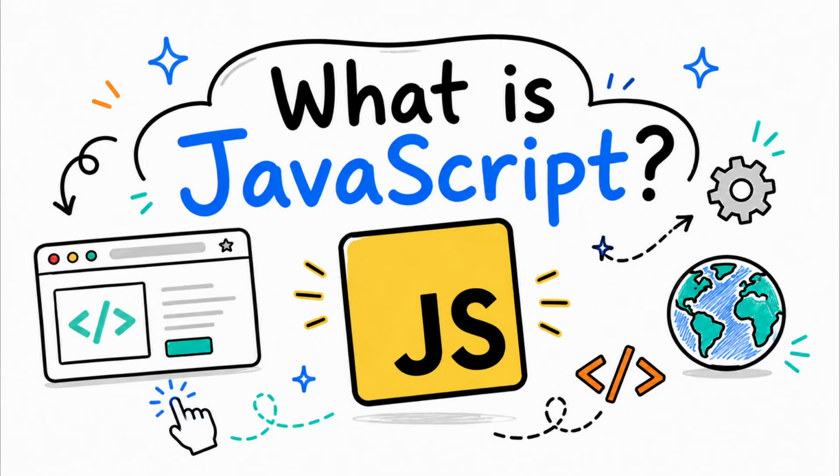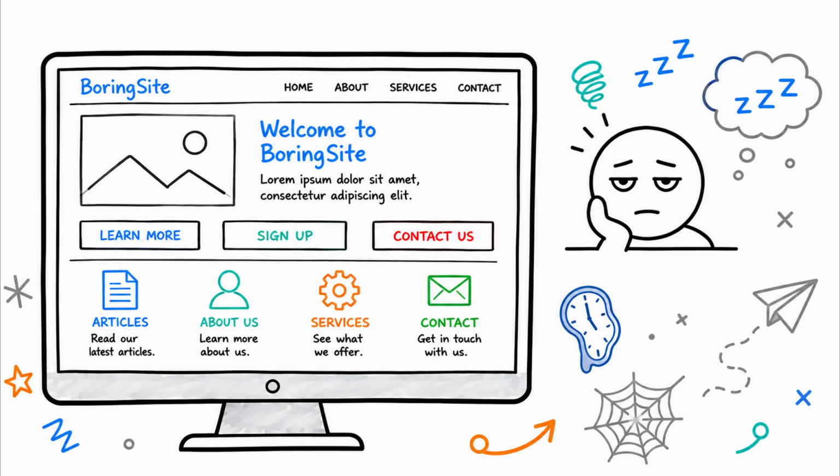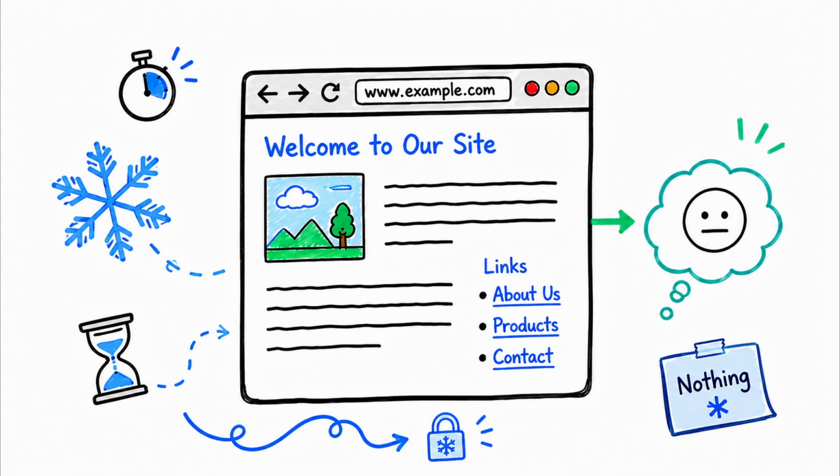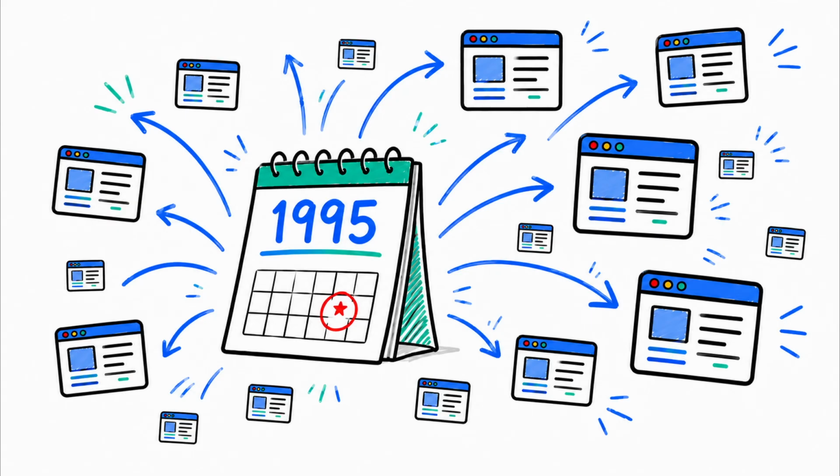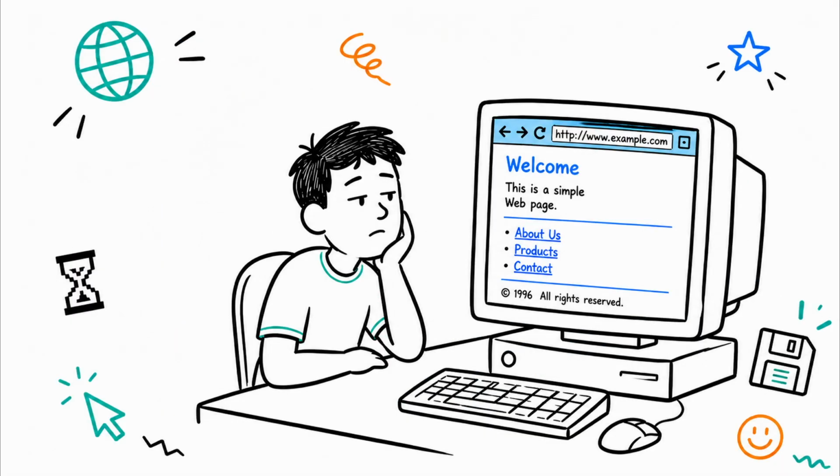What is JavaScript? Imagine opening a website where nothing moves, nothing reacts, and every button is basically just decoration. That is roughly what the early web felt like. In the mid-90s, websites were mostly static pages made of text, images, and links. They were useful, but not very interactive.